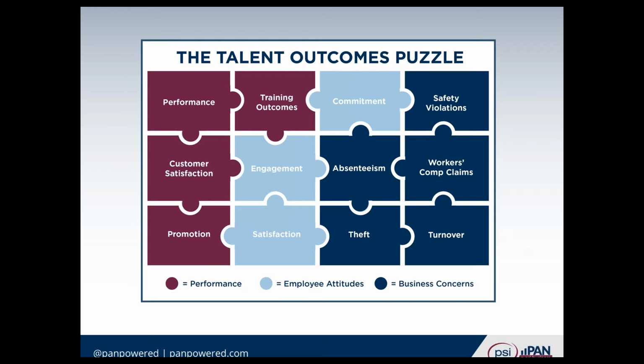So they range from performance indicators shown in burgundy or purple, it looks like burgundy to me, such as customer satisfaction and training outcomes and different types of performance metrics, to employee attitudes, shown in light blue, which can be a predictor of performance outcomes, that is, happier employees are usually more productive, to business concerns, shown in dark blue, which can have a direct impact on your organization's bottom line. So these things would be such as turnover, safety violations, workman comps claims.